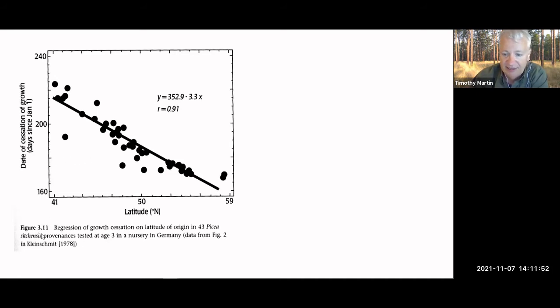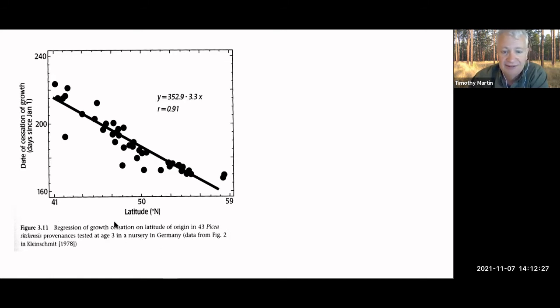The species is Sitka spruce, and they're showing clinal or gradual variation in the date of growth cessation. So this is days since January 1st versus the latitude of that seed source, the latitude of the provenance for that seed. And these are all grown in one location. So this is a common garden study. In this case, this common garden is in Germany.